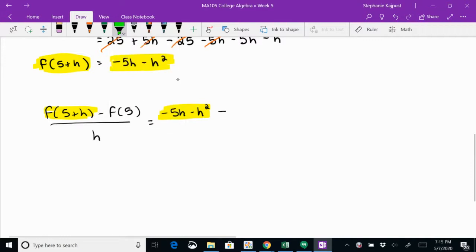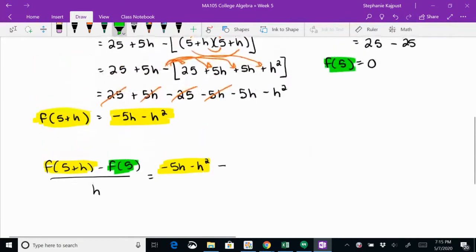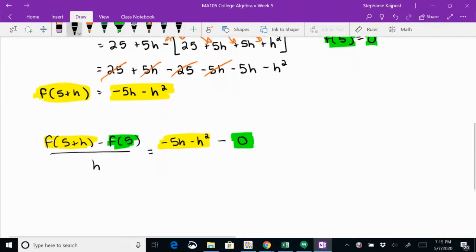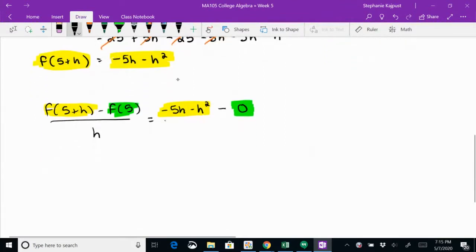Then the next part is f of 5, which we found is 0. So I'm going to be replacing that with 0. And I'm going to actually write it out. Sometimes that comes out to a number and it doesn't just come out to 0. But this is what we have so far. We have negative 5h minus h squared, then minus 0, over h.